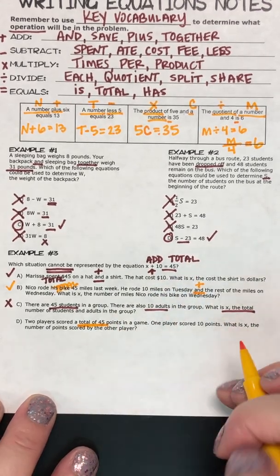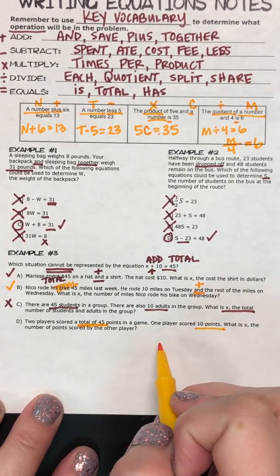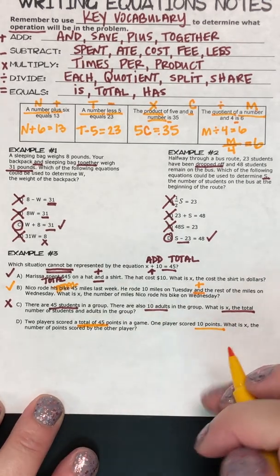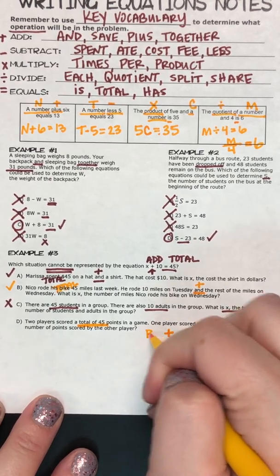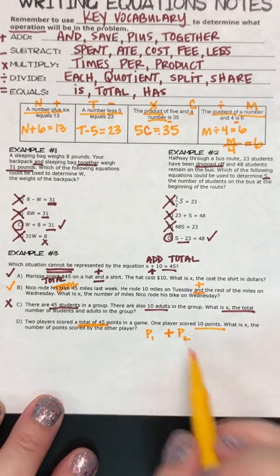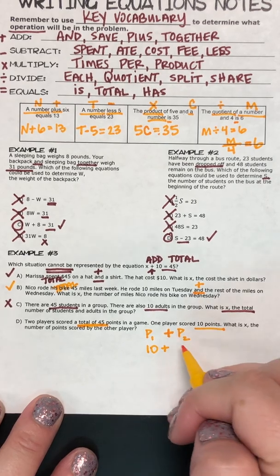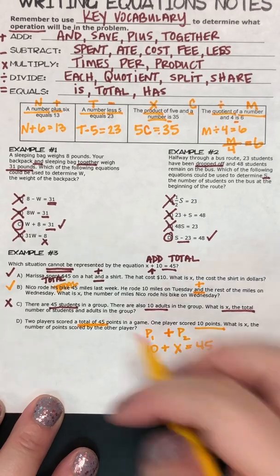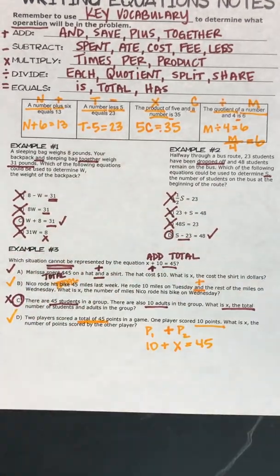And then it says 1 player scored 10. What is X, the number of points scored by the other player? So when we're adding points together, right, player 1 and player 2, we have to put them together, and that would be addition, right? So in this case, player 1 was 10, and we're adding that second player, and for a total of 45 points. So again, addition with a total of 45. So this one is also correct. So the only one that does not really fit is letter C, okay? Letter C.